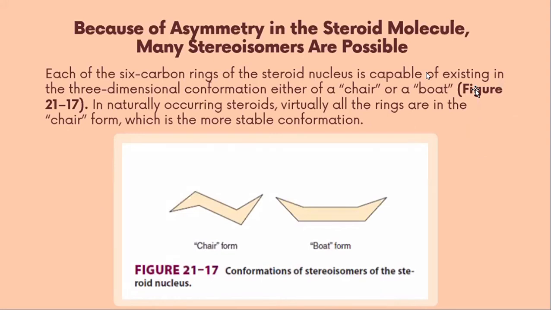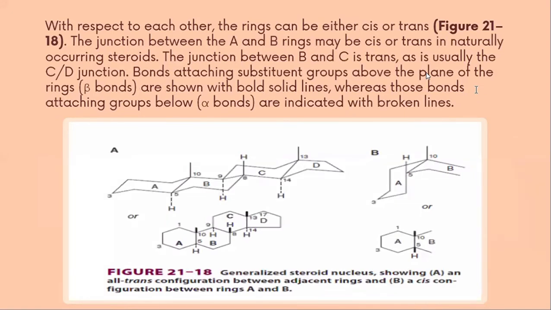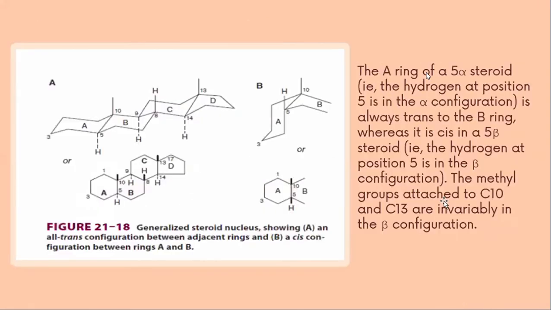Because of asymmetry in the steroid molecule, many stereoisomers are possible, but the chair form is the most naturally occurring in steroids, which is the more stable conformation of the steroid molecule. So this is the trans configuration, and this is the cis configuration of sterols.